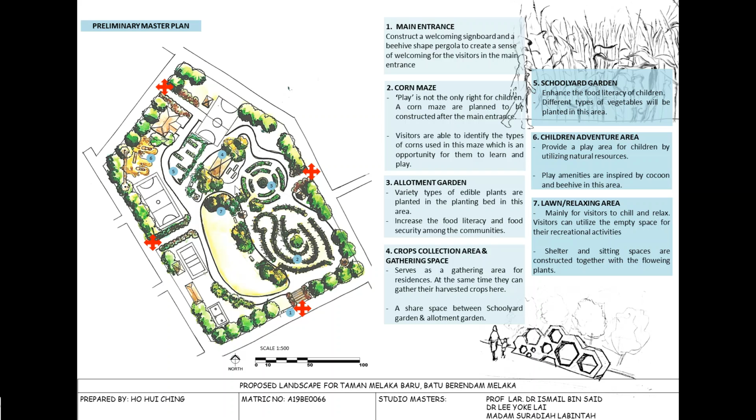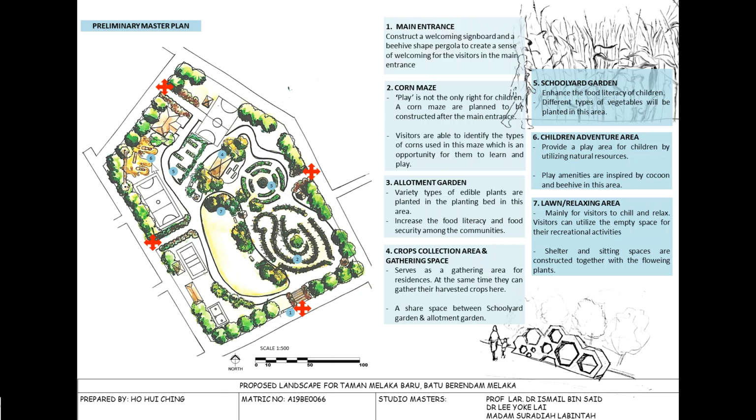So after they harvest their crops, they can just gather their crops in this area, as well as have a small gathering in this space. Alright, and then we followed by the 5th space, which is the schoolyard garden. This is to enhance the food literacy of children.